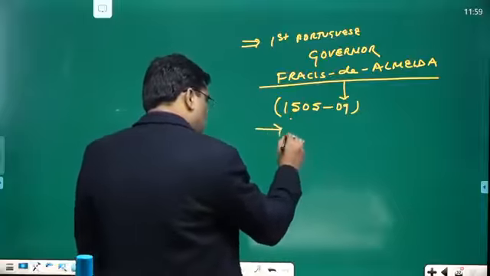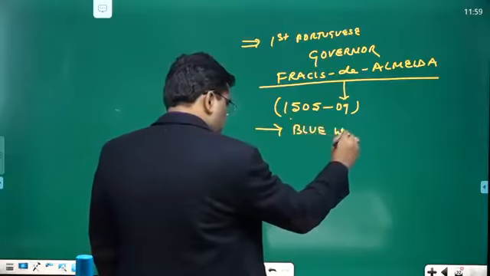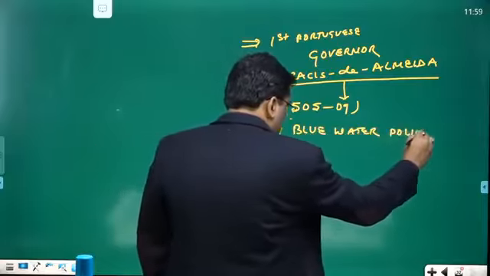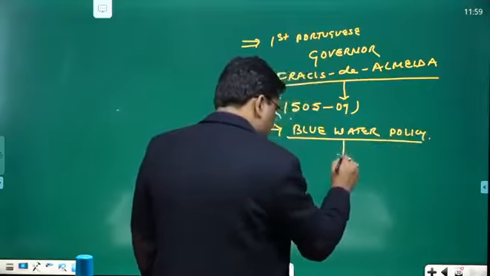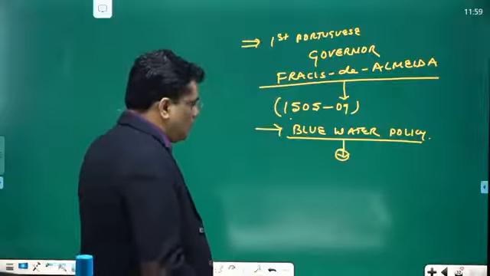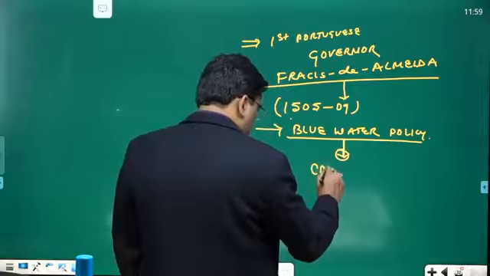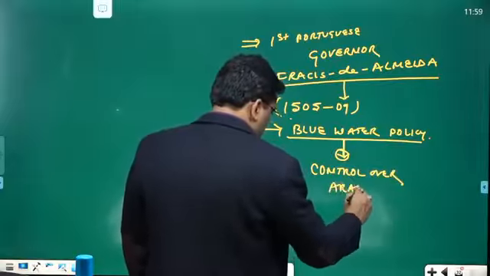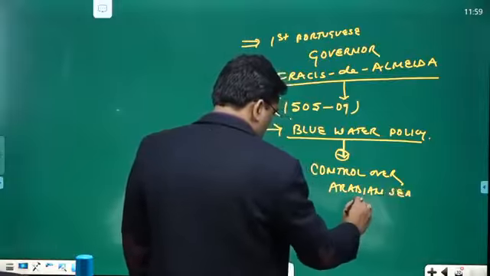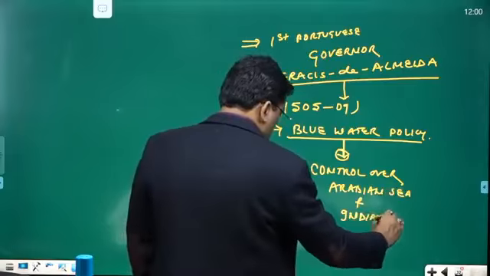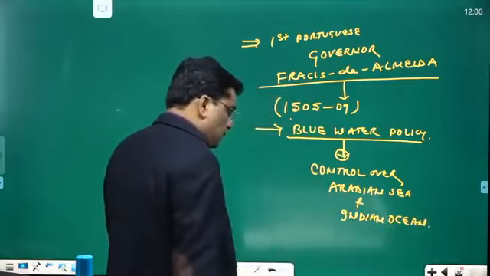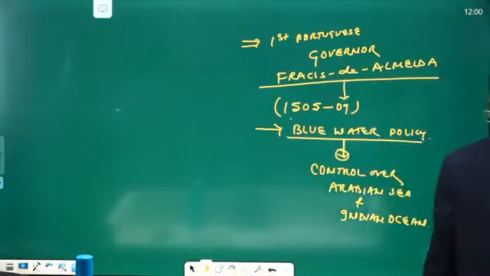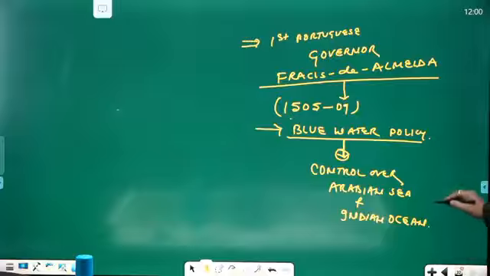He followed the blue water policy. So blue water policy means control over the Arabian Sea and Indian Ocean.